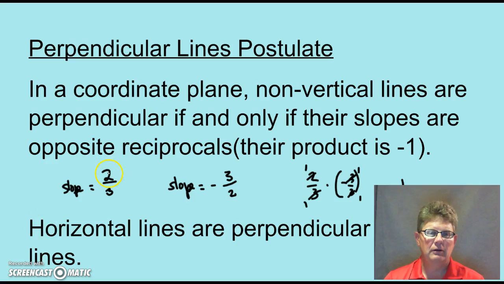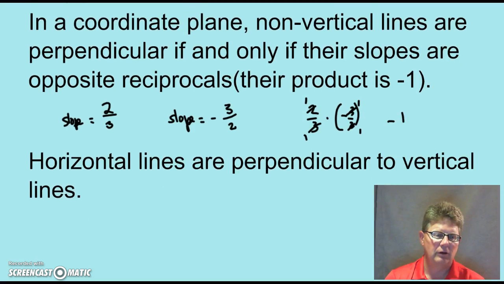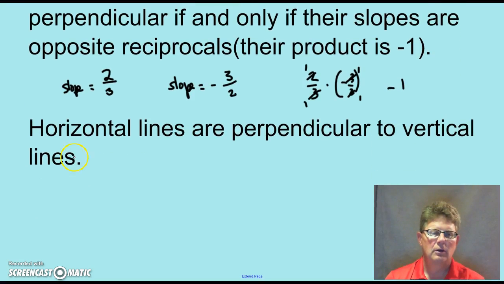And the perpendicular lines postulate says in a coordinate plane, non-vertical lines are perpendicular if and only if their slopes are opposite reciprocals. Also, their product is negative 1. And I don't think you can see that down there. Let me raise that up a little bit. There you go. Horizontal lines are perpendicular to vertical lines also. That's part of the perpendicular lines postulate.